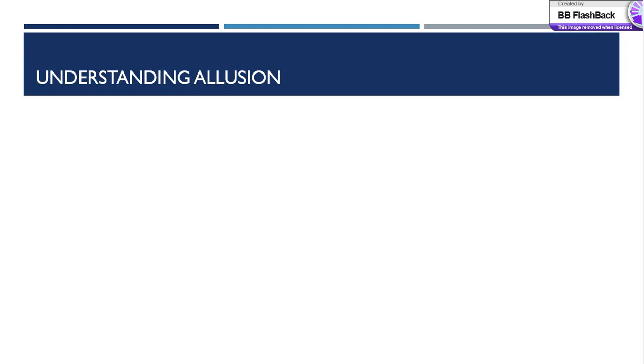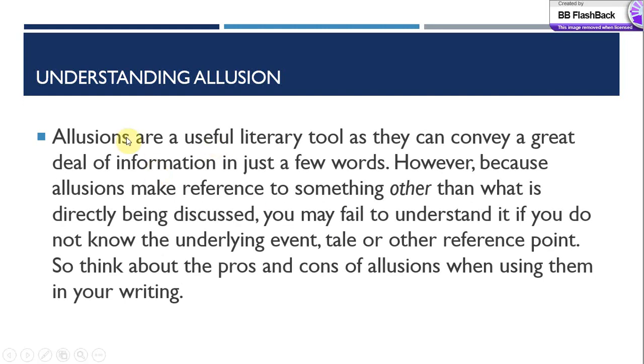Understanding allusion. So we have understood its examples and its definition. Let's move forward to understanding allusion. Allusions are a useful literary tool as they can convey a great deal of information in just a few words. You don't need to define the whole event or situation. However, because allusions make reference to something other than what is directly being discussed, you may fail to understand it if you do not know the underlying event, tale, or other reference points. If you don't have enough knowledge, you will not be able to understand it.